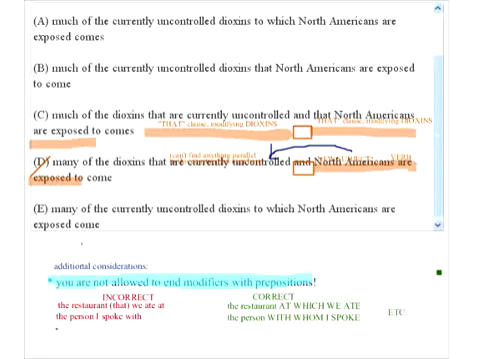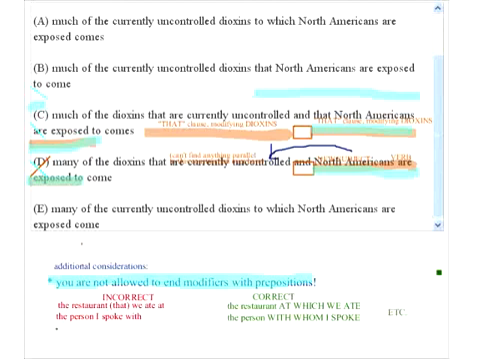Yeah, a couple of you are indicating this. You cannot say that North Americans are exposed to. So that's enough to eliminate B and C. And actually D. D is already gone, but D is double gone now. So for blue reasons, we can also eliminate B, C, and D.